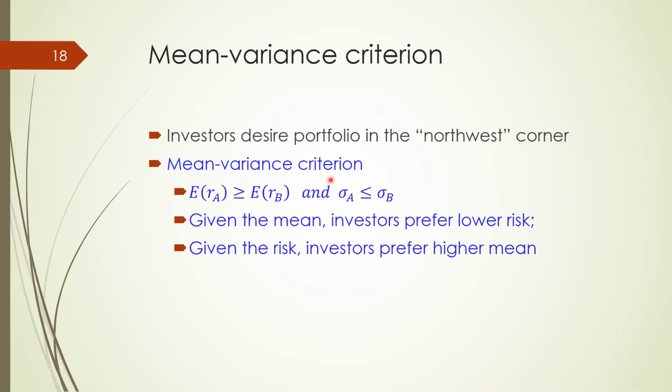Correspondingly, the mean variance criteria says that when investors choose between different portfolios, if the portfolios have the same mean expected return, investors would prefer the portfolio with lower risk. Or if the two portfolios have the same risk, investors would prefer the portfolio with higher expected return. So higher expected return dominates or lower risk dominates, and that's our mean variance criteria.